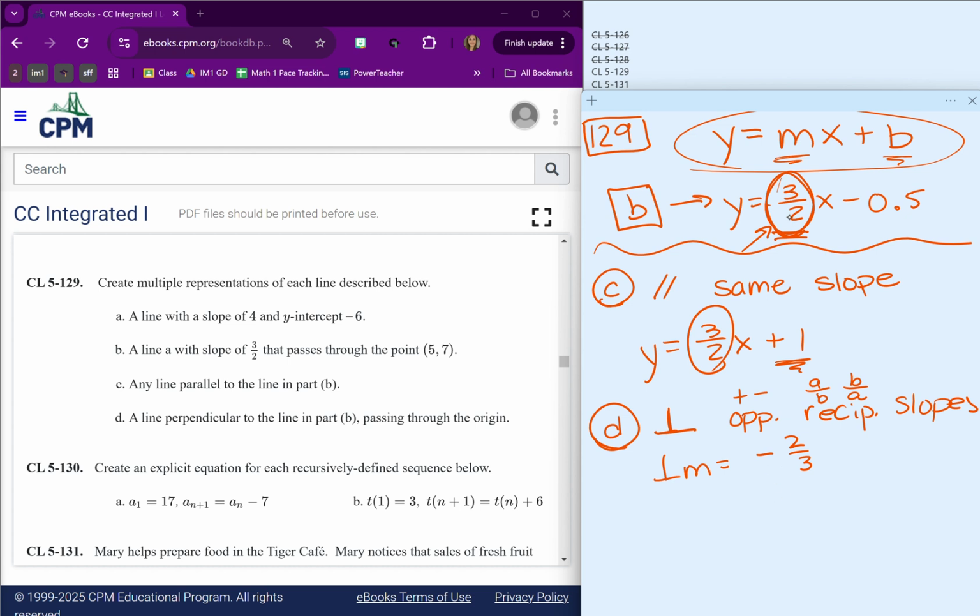You don't have to worry about flipping each number individually, because if you made the 3 negative and the 2 negative, a negative over a negative would be a positive. You'd actually be back to where you started. So overall, if this was positive, this one needs to be negative.